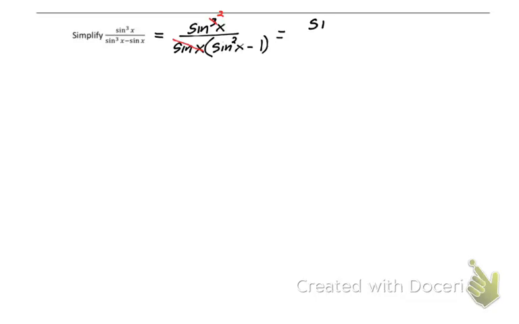So that gives me sine squared x all over sine squared x minus 1. What can I rewrite sine squared x minus 1 as? Yeah, careful. It would be negative cosine squared. Perfect. Over negative cosine squared x. I got sine over cosine.